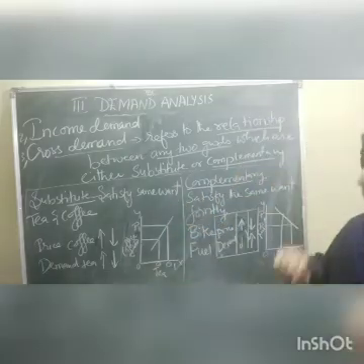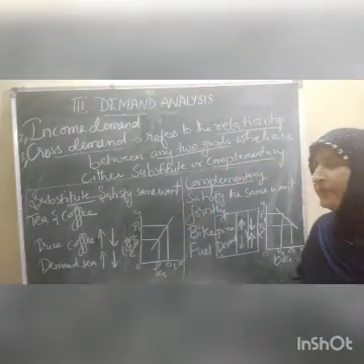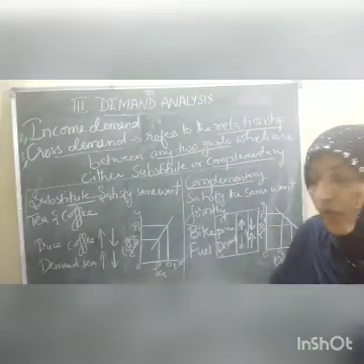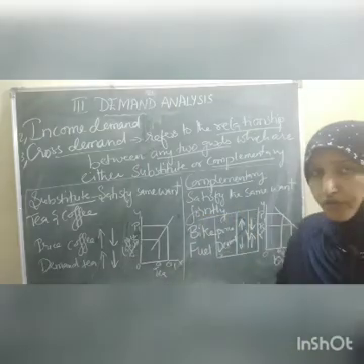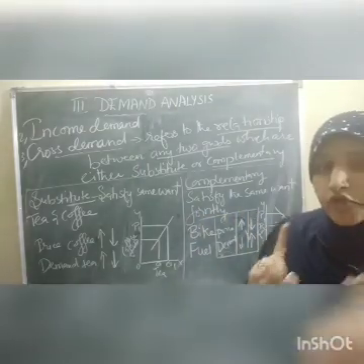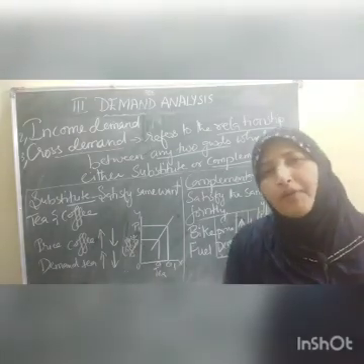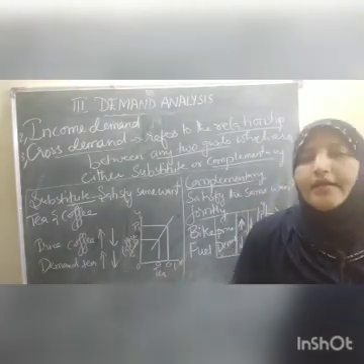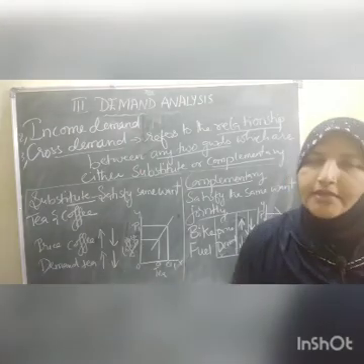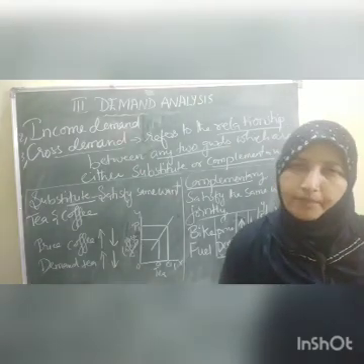Now the next one is complementary. Complementary means goods that satisfy the same want jointly. Any goods that satisfy the same want jointly are called complementary. What is complementary? Example, it is a very good example with us: bike and fuel, petrol.